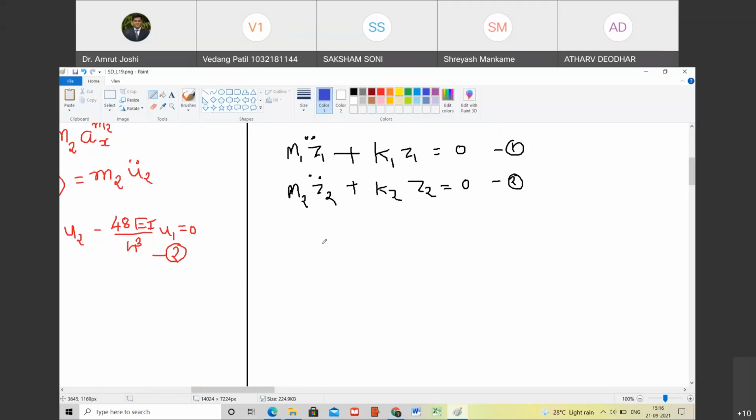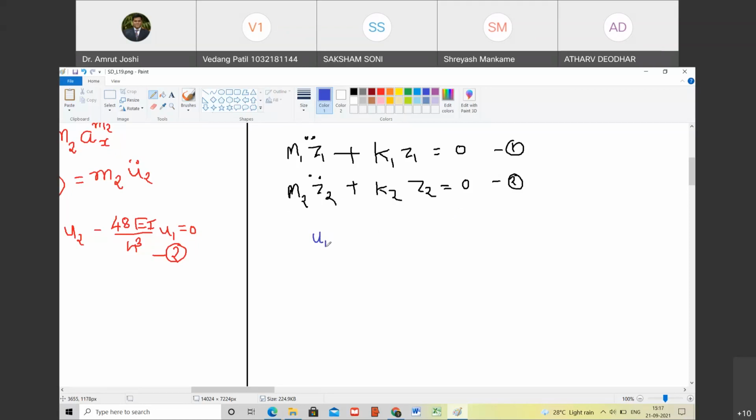Are you with me? Yes, sir. So therefore, to solve the first governing differential equation, we will have to use 2 boundary conditions. To solve the second governing differential equation, we will have to use 2 boundary conditions. What are those 2 boundary conditions?